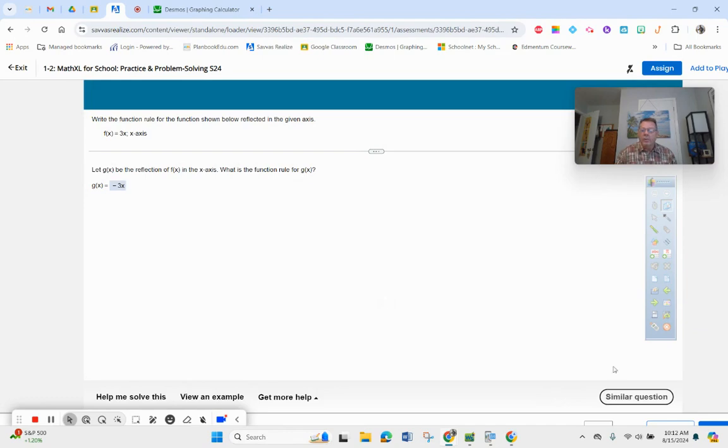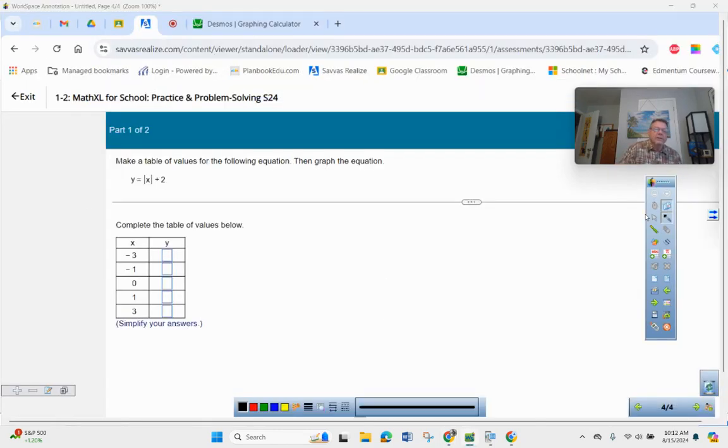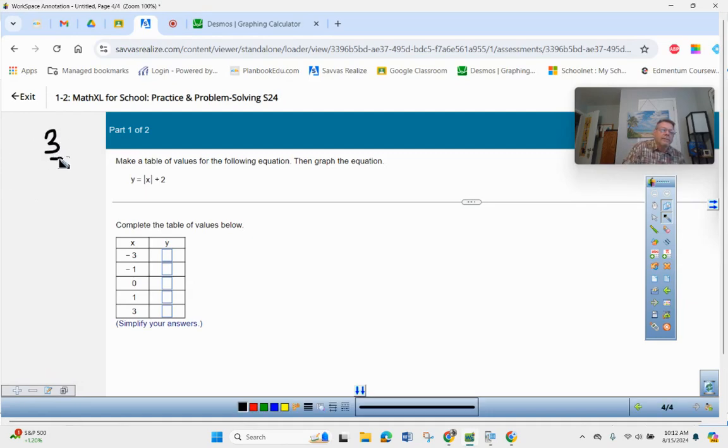Fantastic. I mean, we're cruising through now. All right, this is number 3, so let's label this one number 3. I'm going to do this so that when you're scanning through for help, you can see it much easier. Now this one says, make a table of values for the following equation, then graph the equation. So we're going to plug in negative 3 and then negative 1, get those ordered pairs, and then plot those points, or at least a couple of them, to get our graph.